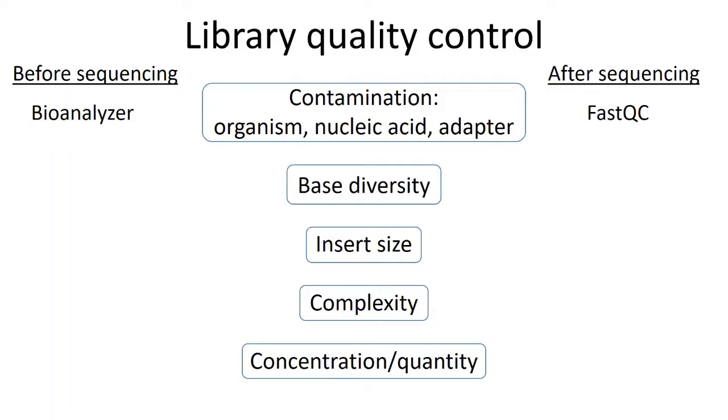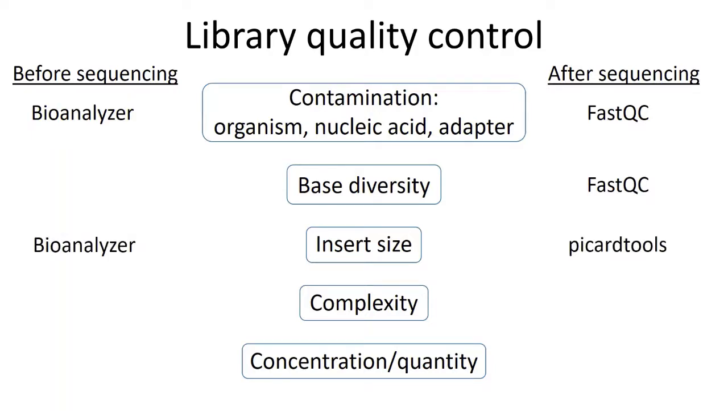And the most useful tool before sequencing that you can use to determine if you have contamination from these sources is a bioanalyzer or other gel electrophoresis system. After sequencing, you can use a program called FastQC to assess contamination. Base diversity, as I said, is something that you need to be aware of in terms of planning what your library should look like, but it's not something you can assess very well before sequencing. After sequencing, you can look at this also with FastQC.